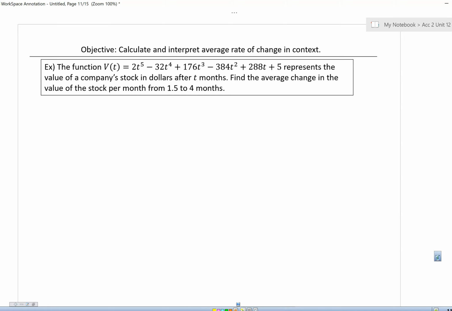All right, now for this problem, we are looking at having to use a function in its symbolic form. So we have this function here, v of t, and we are told that it represents the value of a company's stock in dollars, that the t represents a number of months. So we are here to find the average change in the value of the stock per month. And we're to do so here from 1.5 to 4 months.